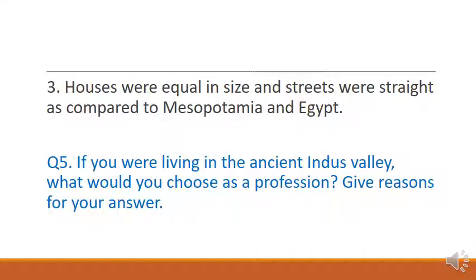Number 3, houses were equal in size and streets were straight as compared to Mesopotamia and Egypt. All the houses were of equal size, and there was no sign of big palaces like in Egypt. Their streets were really pretty straight as compared to Mesopotamia and Egypt.